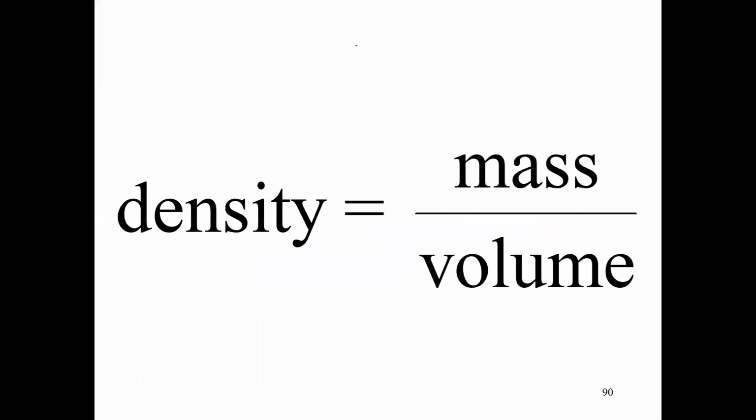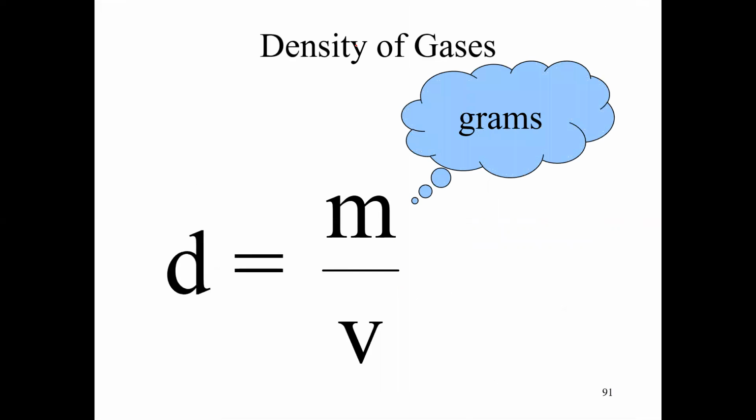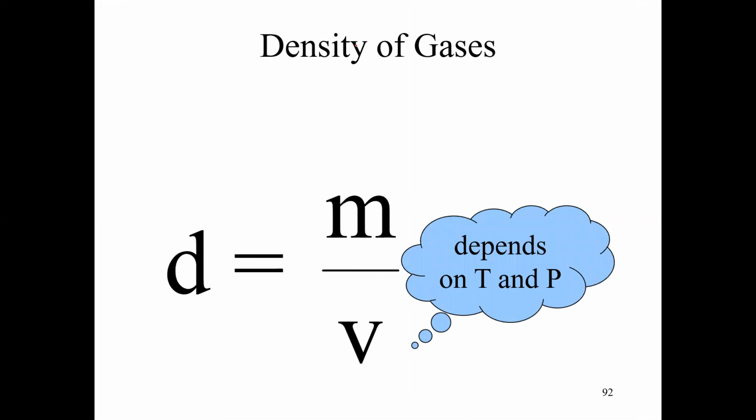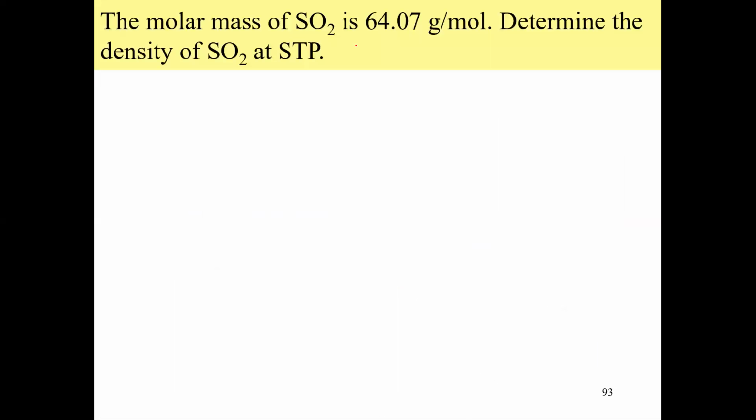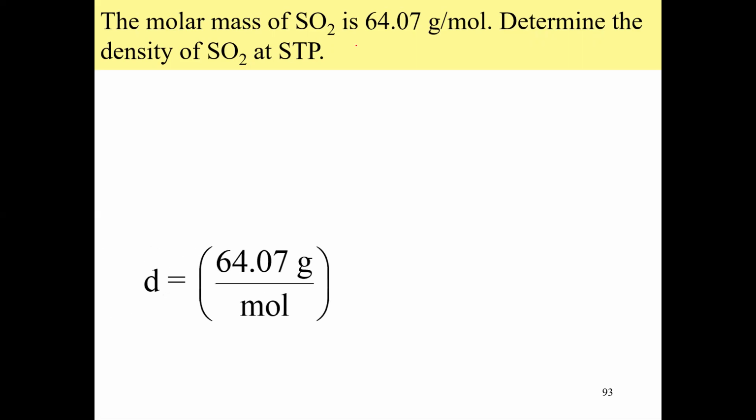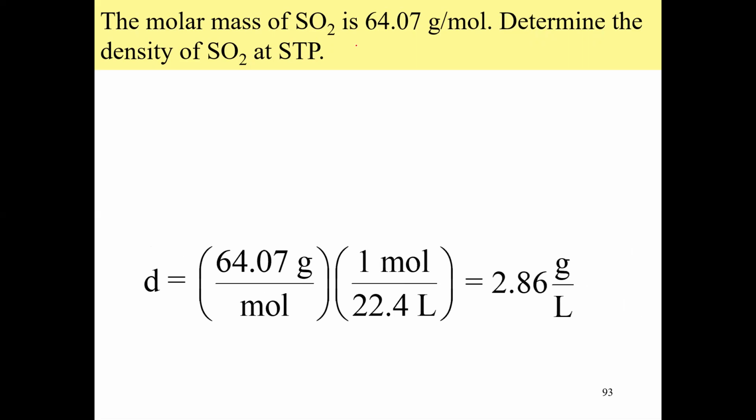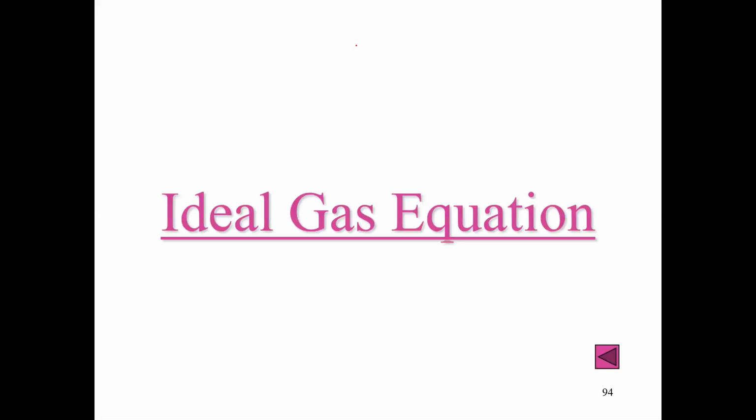And then the last thing to determine is the density, the mass in grams over liters. The volume depends on T and P. The molar mass of SO2 is 64.07. Determine the density of SO2 at STP. Well, you can then determine that using this formula and get the number of grams per liter. That's the density. Now, the ideal gas law essentially comes from this: P1V1 over T1 equals a constant.